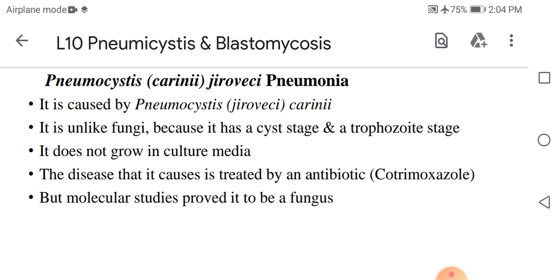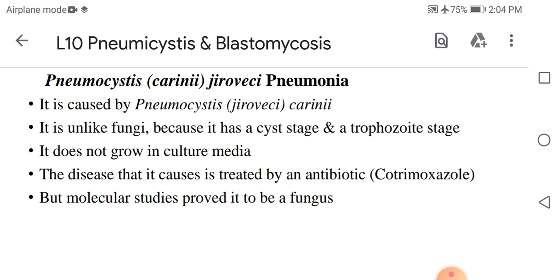This mycology lecture in systemic mycosis is composed of two topics: Pneumocystis carinii pneumonia and blastomycosis. We start first with Pneumocystis carinii pneumonia. It is caused by the fungus Pneumocystis carinii or Pneumocystis jirovecii.